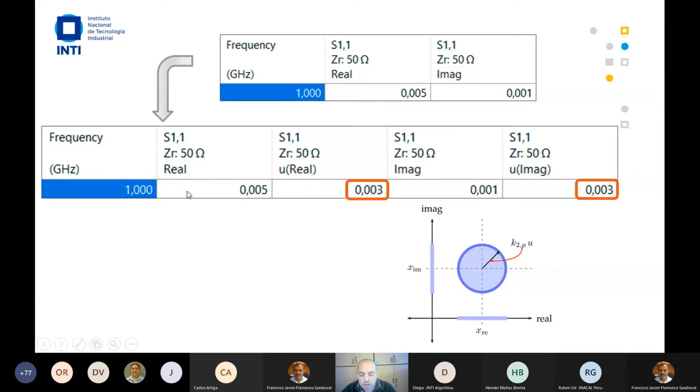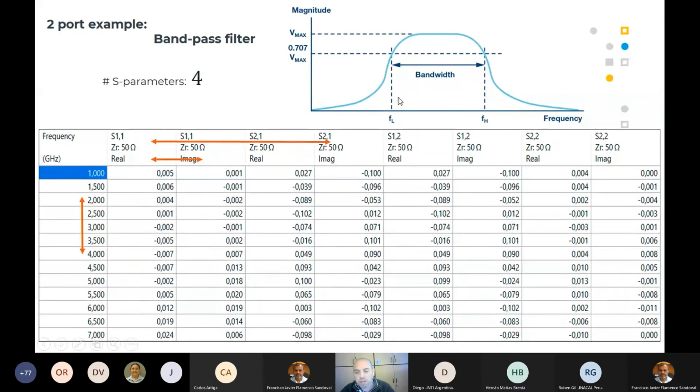As I said before, we are measuring here at one single frequency, but that's not very common in high frequency. We usually sweep across many frequencies, for example, to know the shape of this filter. We could use, for example, 1000 frequency points, and this particular device has 4 S parameters, right? Each one with 2 components. So as you see, we have a huge data set. And now a lot of correlations may appear.